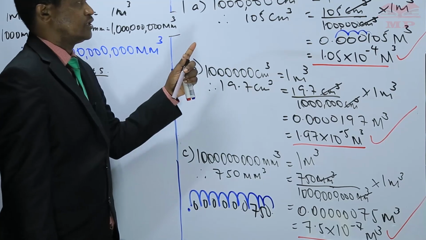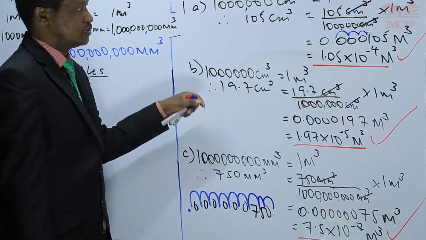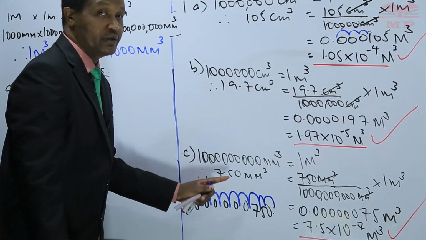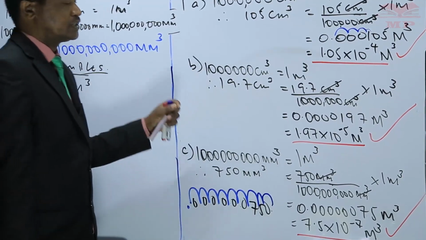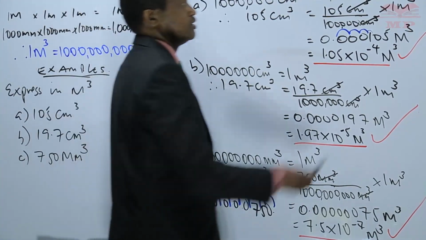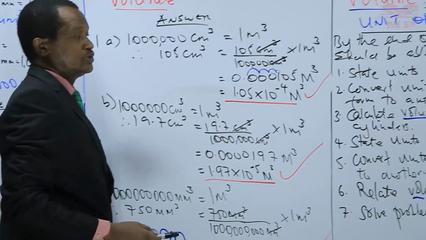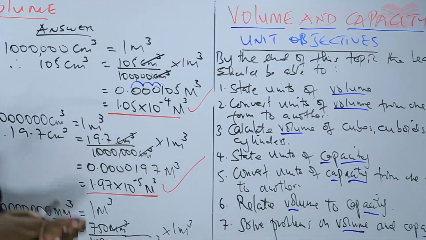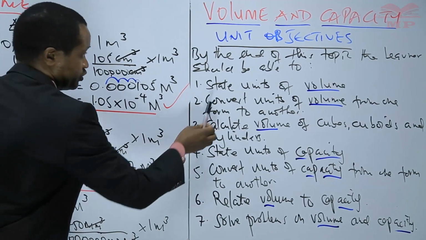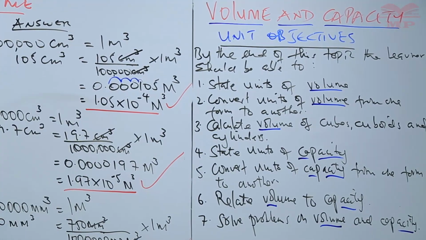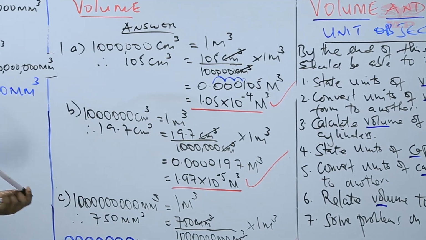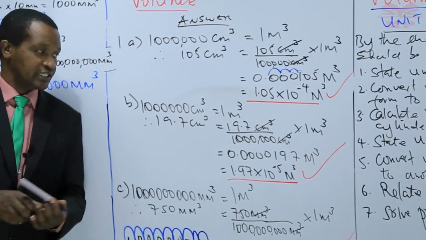We've converted cubic centimeters to cubic meters. In C, we have converted cubic millimeters to cubic meters. That was one of our objectives when we began. Remember, the objective of this topic is to state units of volume, which we have done in today's lesson. We have also learned how to convert units of volume from one form to another. So learners, that will mark the end of our today's lesson.